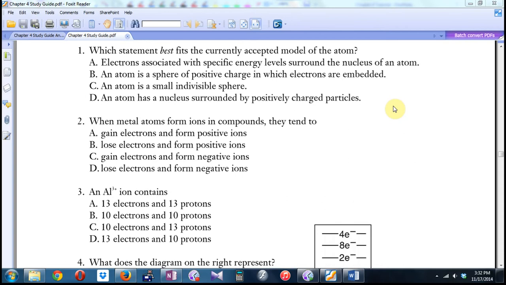So certainly like number 2, you need to know when metals form ions, do they gain electrons or lose electrons? Lose, okay? Which is why they have positive charges, because electrons are negative. When you lose negatives, you become more what?